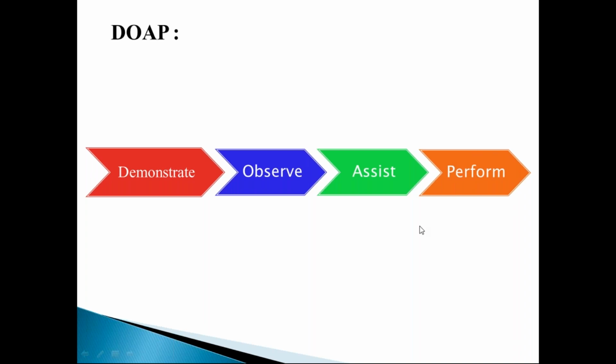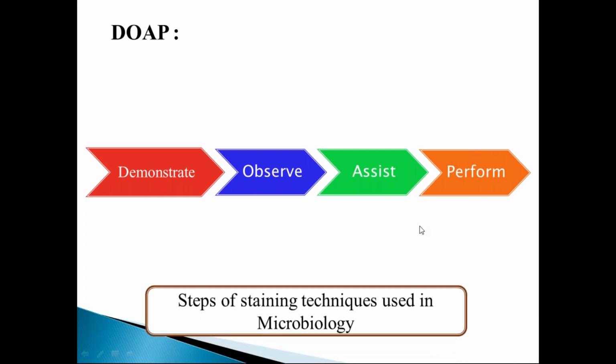Where can we use DOAP in microbiology? For the steps of staining techniques like Gram staining, ZN staining, for microscopy of the stool, for peripheral blood smear, which are used in microbiology. We can use DOAP as a teaching learning method.